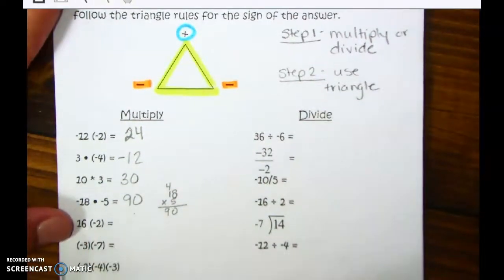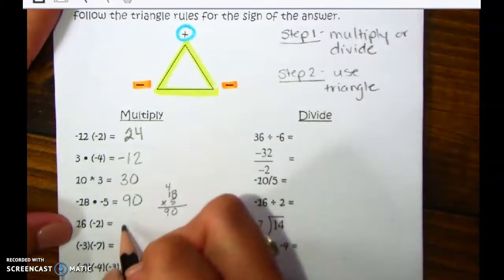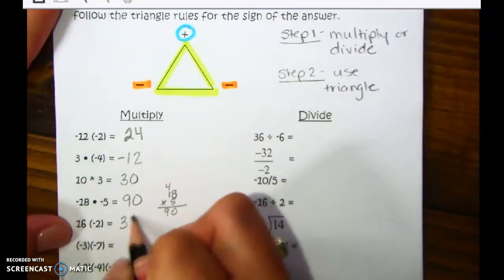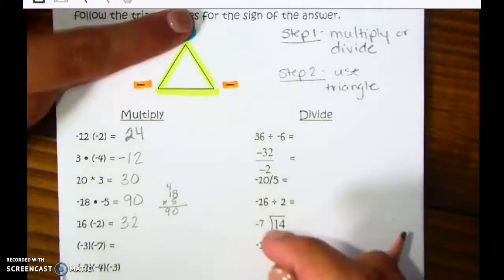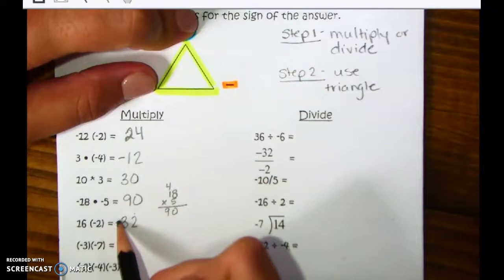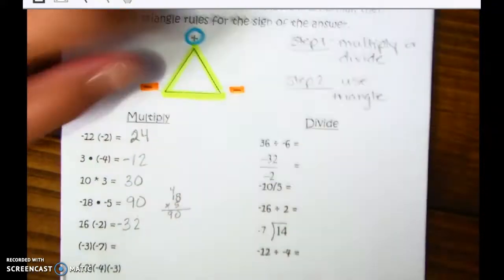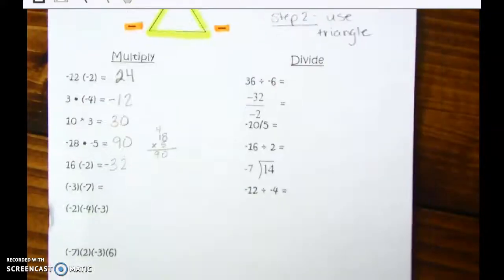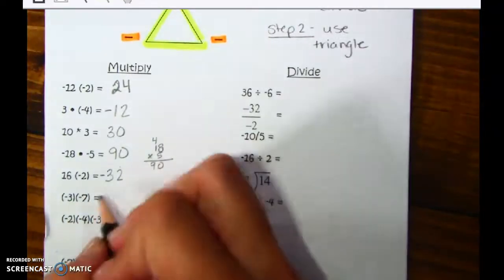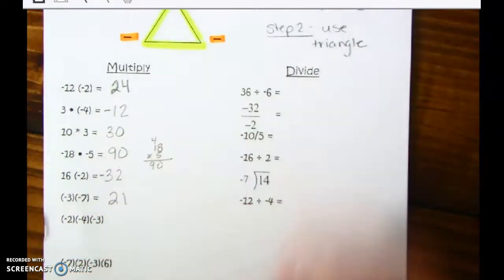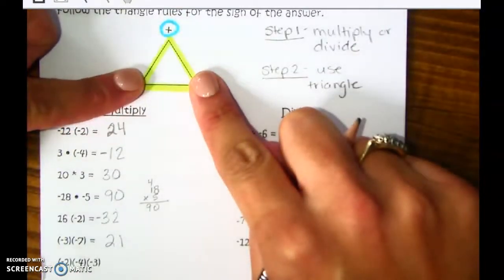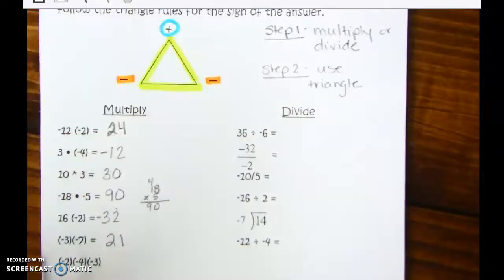16 times negative 2. 16 times 2 gives us 32. And you have a positive times a negative, and that leaves me with the negative. Okay. 3 times 7, 21. Negative, negative. Go back up. It's a positive. So my answer has to be positive.